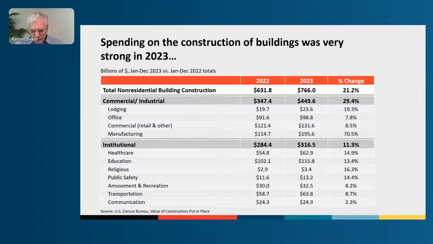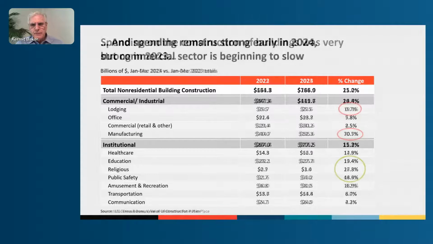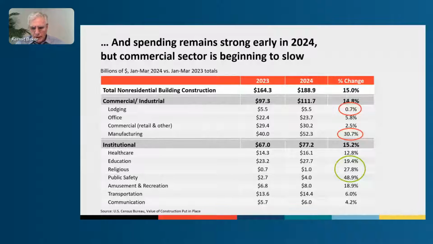And then on the institutional side, much more uniform in terms of the growth rates. Most of the sectors were in the high single digit or low double digit rates. Next slide. These are the same tables, same sort of numbers for the first 3 months of 2024. So kind of how this year is starting out. Those are the most recent numbers we have through March of this year.